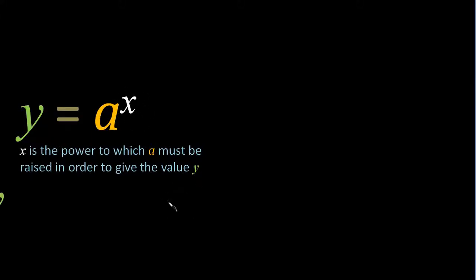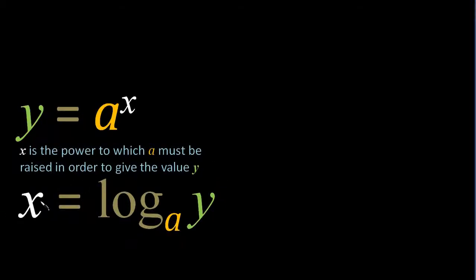And we write it like this. So we've got x equals the log of y to the base a. So we say it like this: x equals the log of y to the base a. And there's the base. Now it's gone in subscript here, and we use this shortened form of the word logarithm, log of y to the base a.